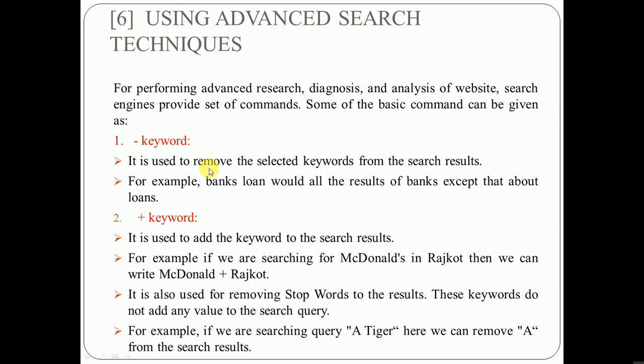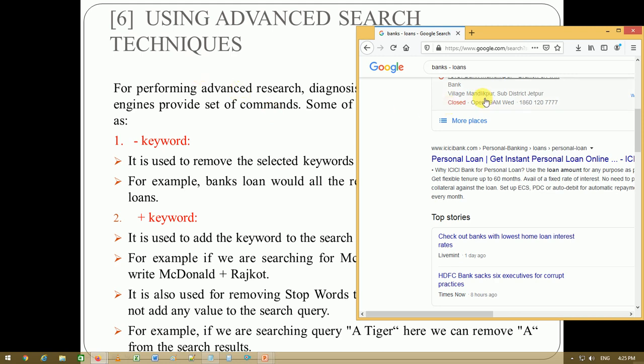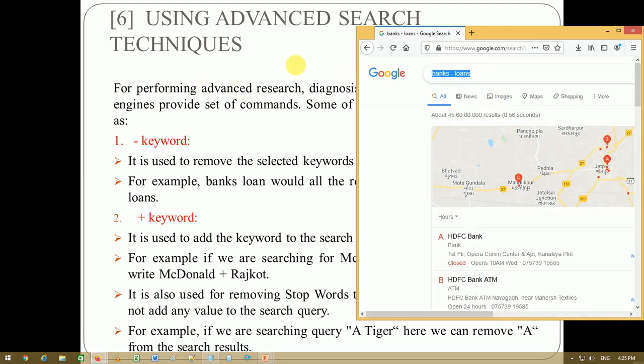The second keyword is the opposite of the minus keyword, called the plus keyword. It is used to add a keyword to a search result. If you are searching and you want to add one more thing, then you can use it. For example, if you are searching for McDonald's in Rajkot, then we can write McDonald plus Rajkot. Both results we will check on different browsers so that we can understand.